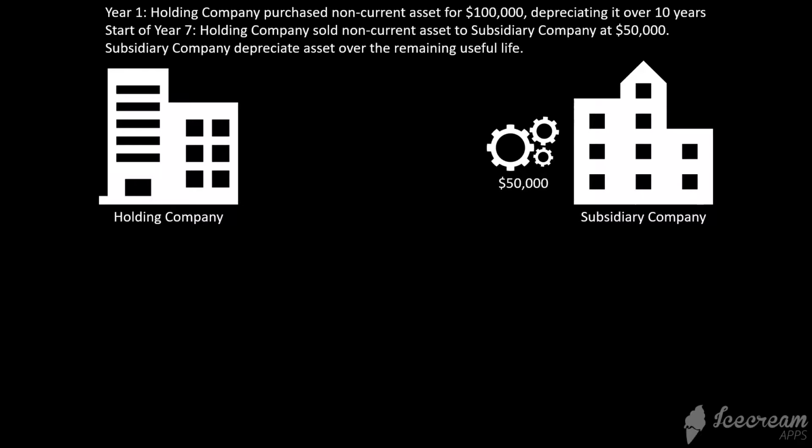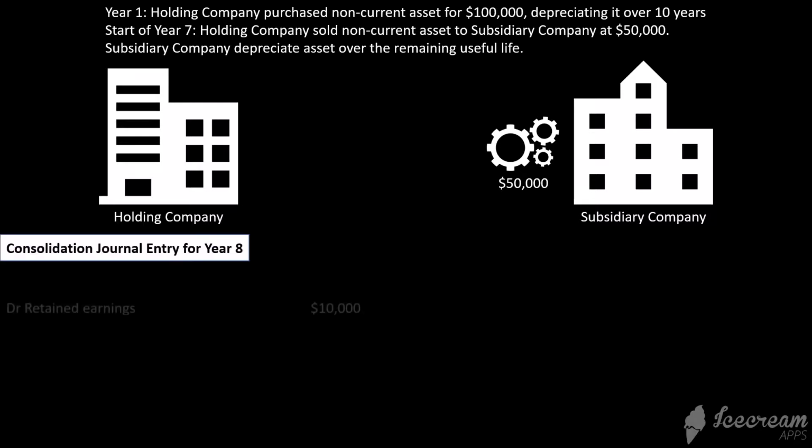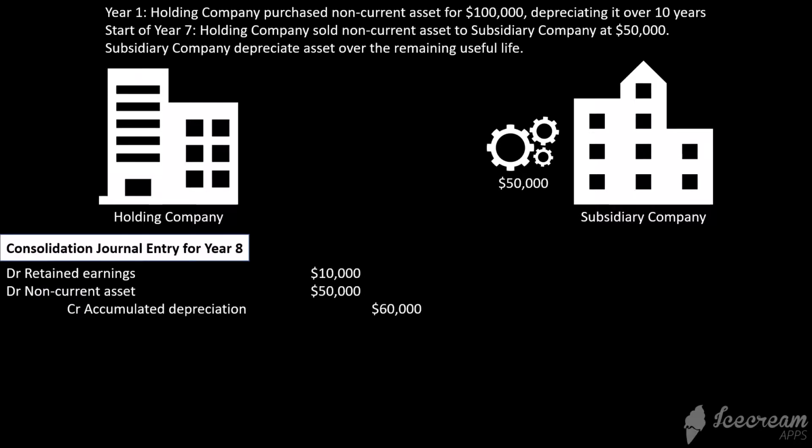What about 4 years after the sale? For instance, year 8. The standard consolidation journal entry is the one to undo the gain on sale recognized and to revert the cost back to the original amount purchased by the holding company. Just remember that we will debit retained earnings instead of sale of non-current asset. Next, we will revert the depreciation expense and accumulated depreciation back to the amount the holding company will originally charge.